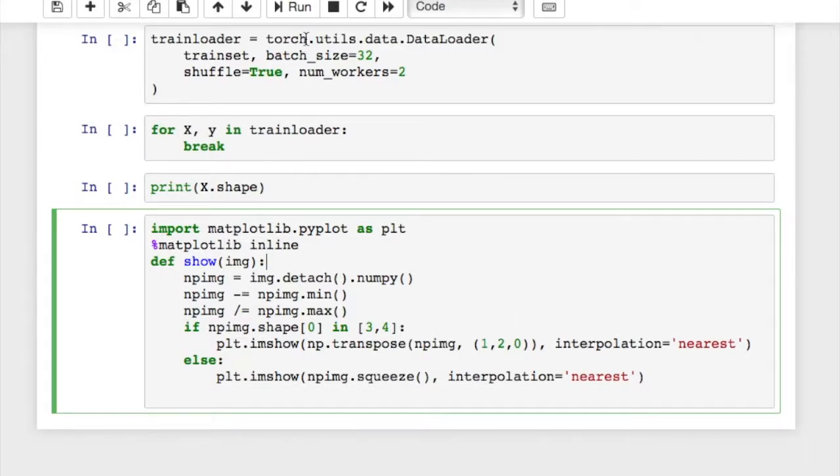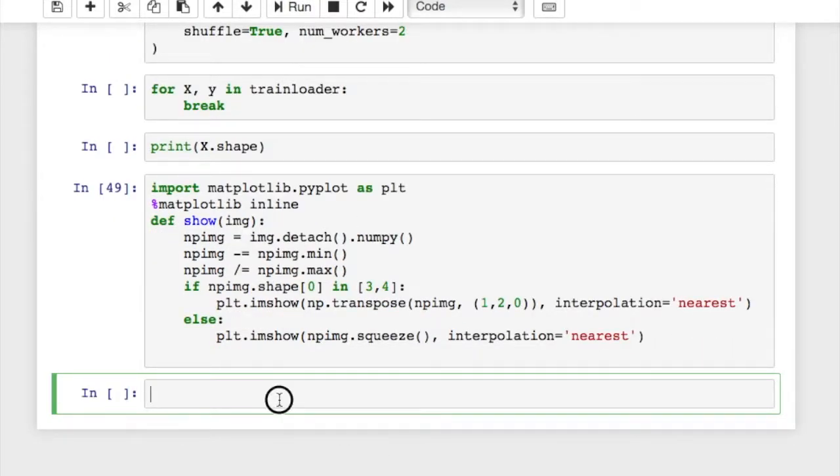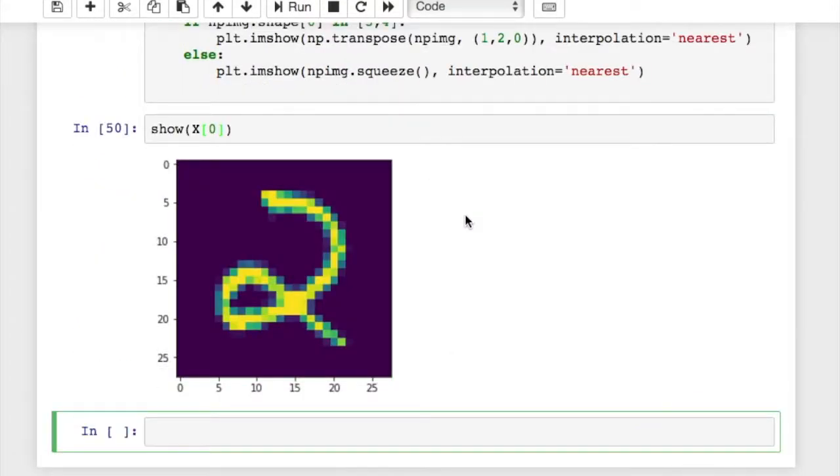Let's run this cell. Good. And let's show the first image in our X. Run. Oh, it looks like an image, isn't it?